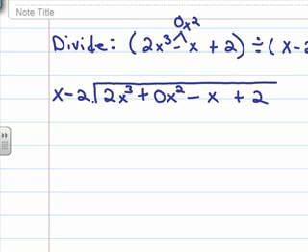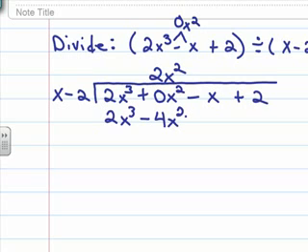We've got x and 2x cubed, and we ask ourselves, what times x would give us 2x cubed? Well, that's going to be 2x squared. And we write that up at the top. So you multiply and say 2x squared times x is 2x cubed, and then 2x squared times negative 2 is negative 4x squared. And we're going to draw a line and subtract.